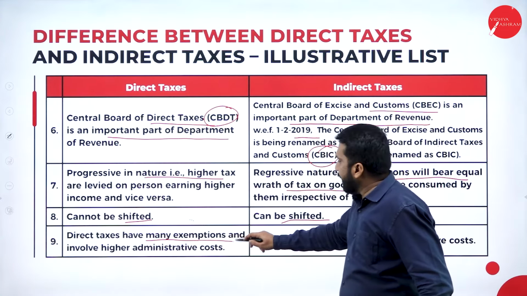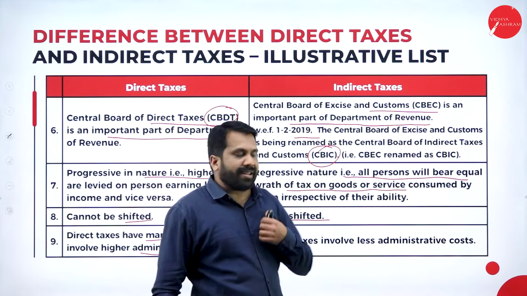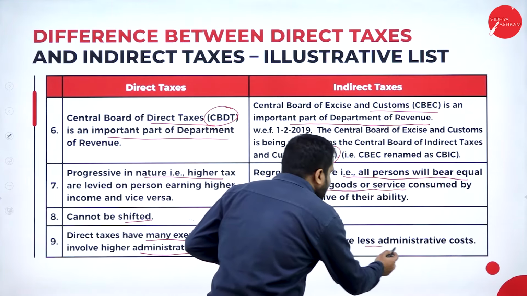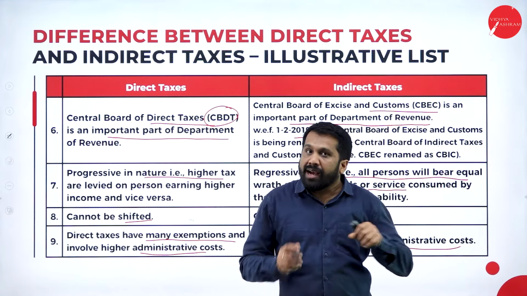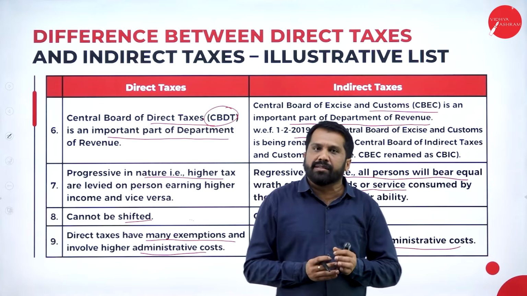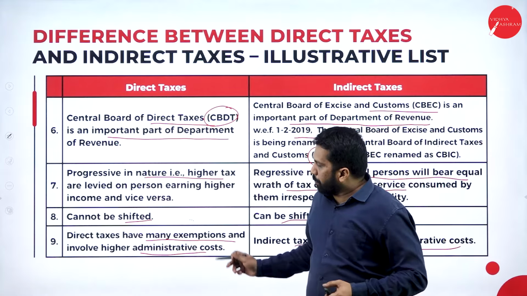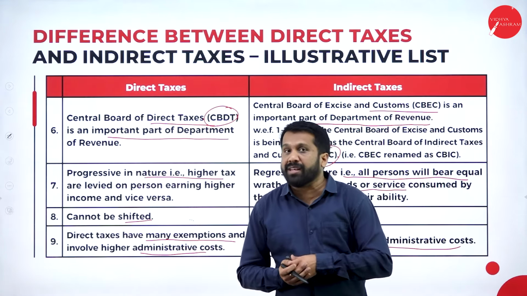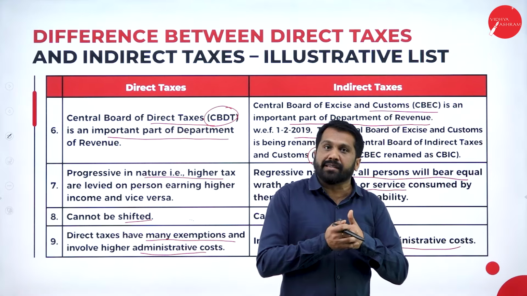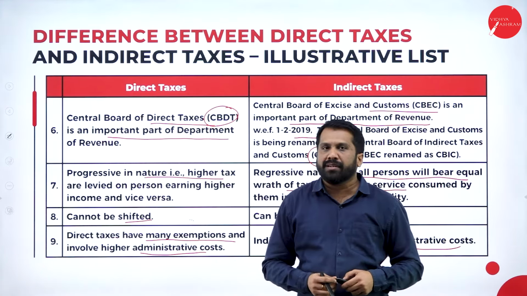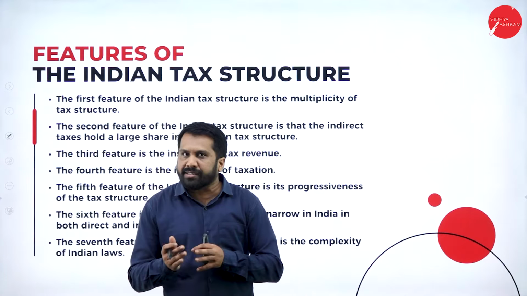Direct taxes have many exemptions and involve higher administrative cost. But indirect taxes, less administration cost. The rates are different, many rates are there, but administration cost is less. Why? Because simple to calculate and simple to file the return. Compared to indirect tax, direct tax is a bit complicated because it differs from person to person, so based on that person's net worth, the calculation has to happen. Now, we have learned about the complete direct and indirect tax differentiation.